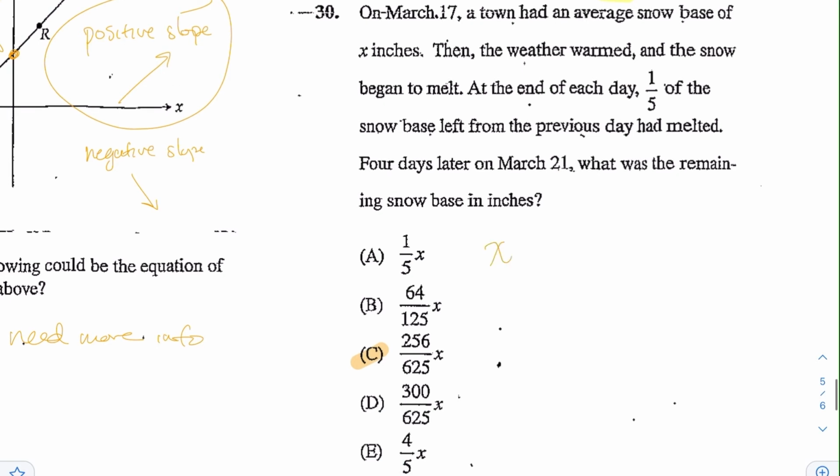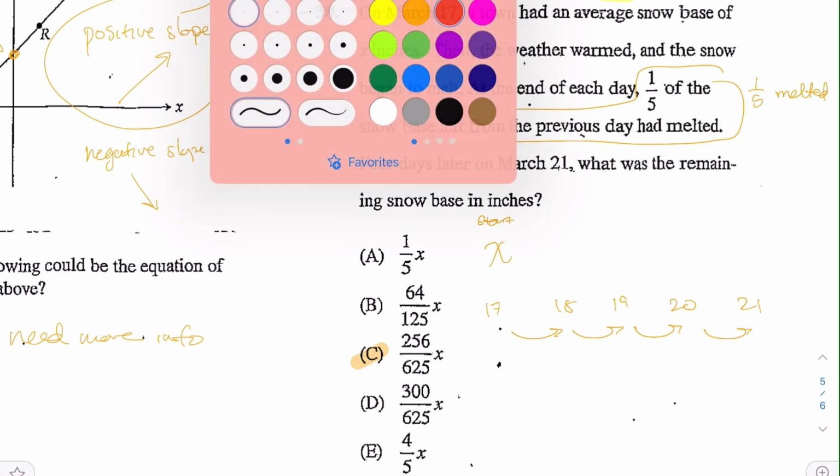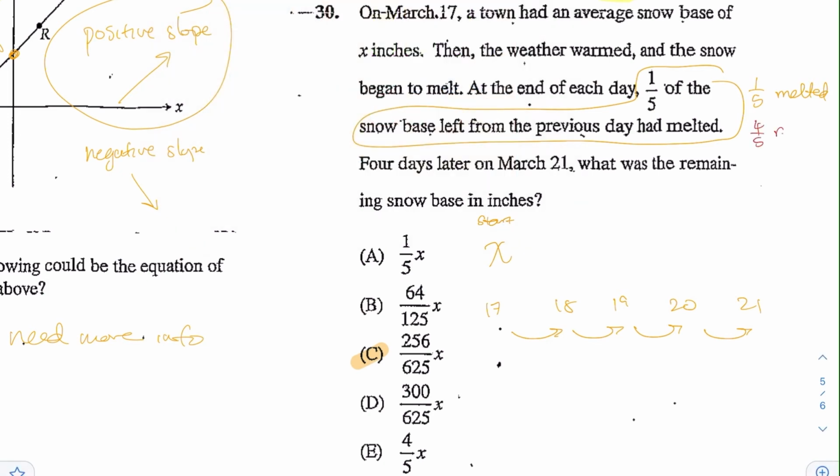So you start out with x inches, that's day 1. So this is the 17th. Then you have the 18th, 19th, 20th, and 21st. So you have 4 days of melting. Now, at the end of each day, 1/5 melted. So if 1/5 had melted, that means the remaining 4/5 was left. So in each of these cases, you're going to be multiplying by 4/5.